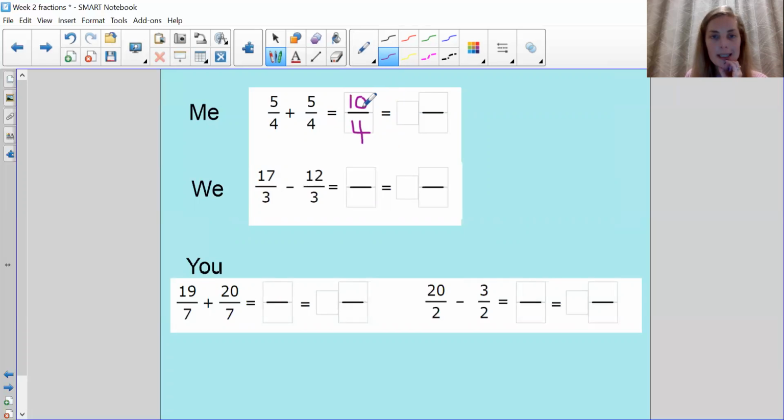So I'm going to say 4 goes into 10 twice. I can make 2 groups of 4, which is 8. What am I left over with? I'm left over with 2. And what number am I going to keep at the bottom? 4.